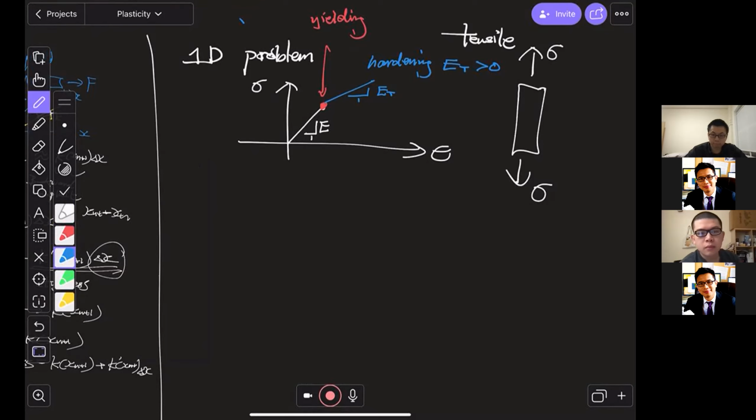Before, in the elastic regime, if I want to change a certain amount of stress, I need a fixed amount of strain because it's linear. Now that amount is different, because the ET is degraded. Another possibility is perfect plasticity, where I will have a straight line. This is called perfect plasticity. Perfect plasticity means that ET equals 0.